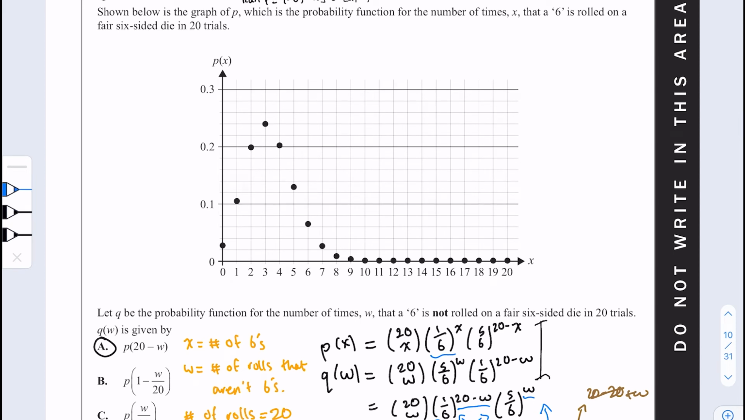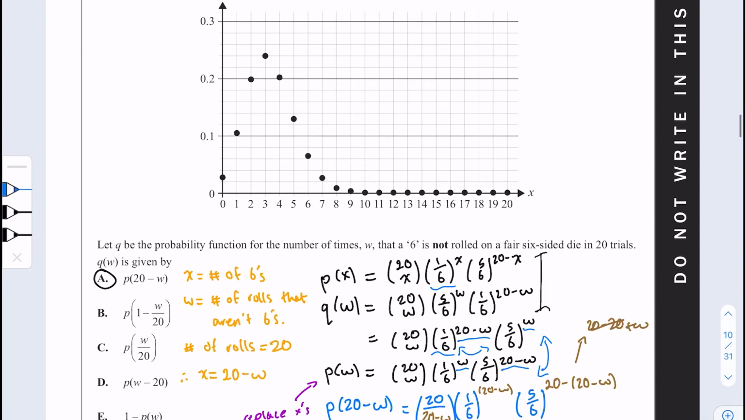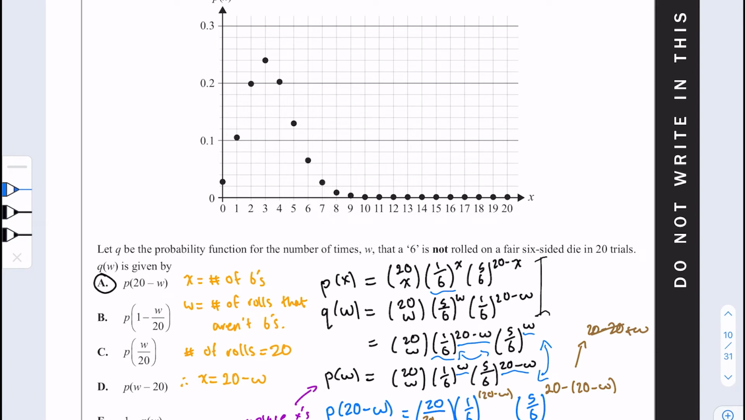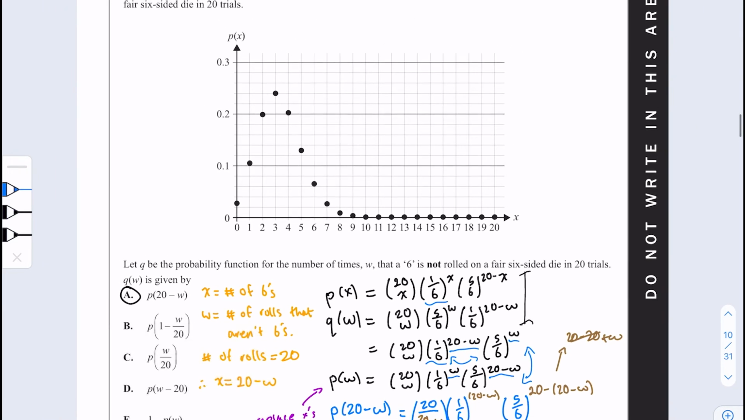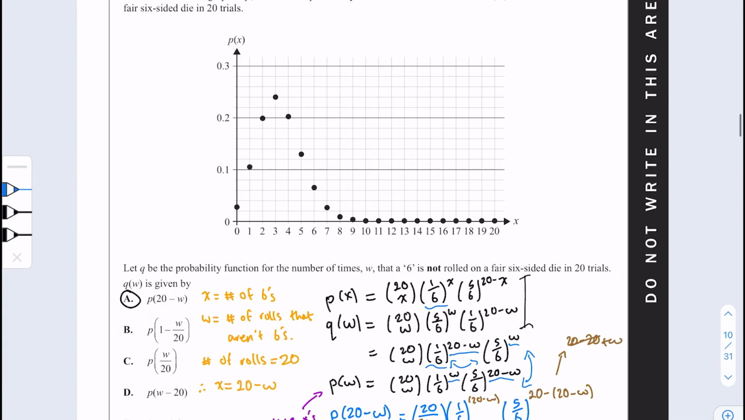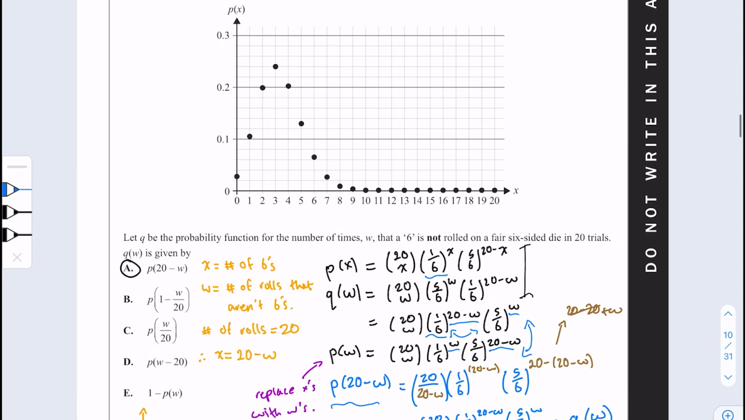Okay, question 19. So we have the graph of P. We know that P is a probability function where X is the number of sixes that are rolled. We know that W is the number of rolls that aren't sixes. And so we know X is the number of sixes out of 20 rolls. W is the number of rolls that aren't 6 out of 20 rolls. So we know that X equals 20 minus W, and we know W equals 20 minus X.